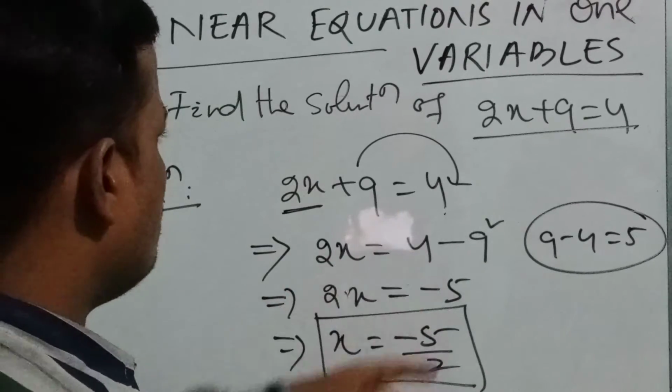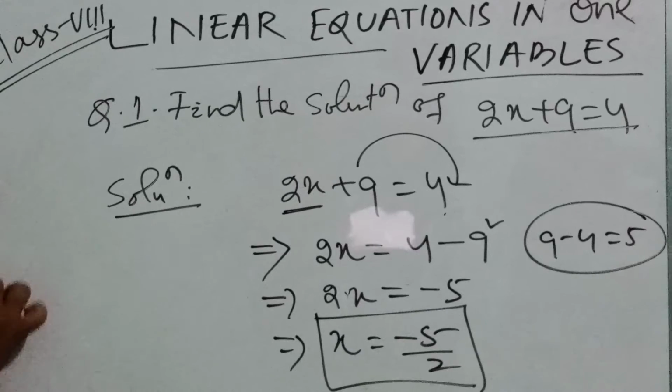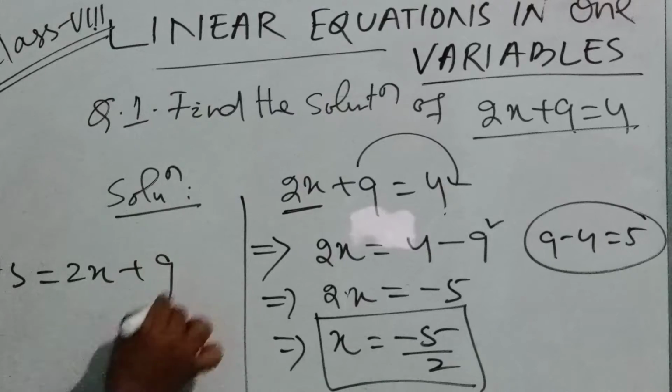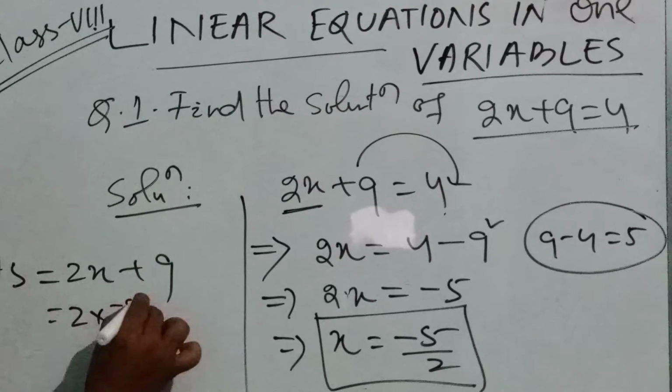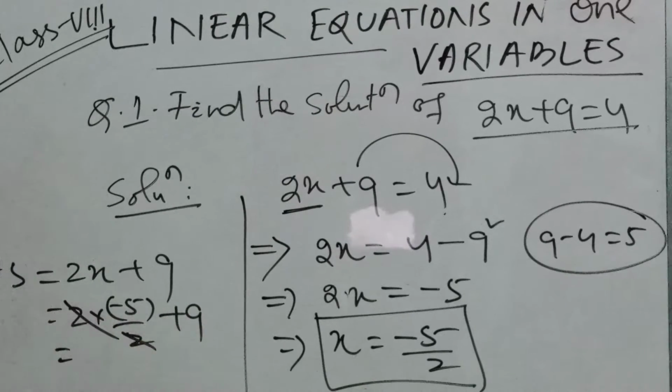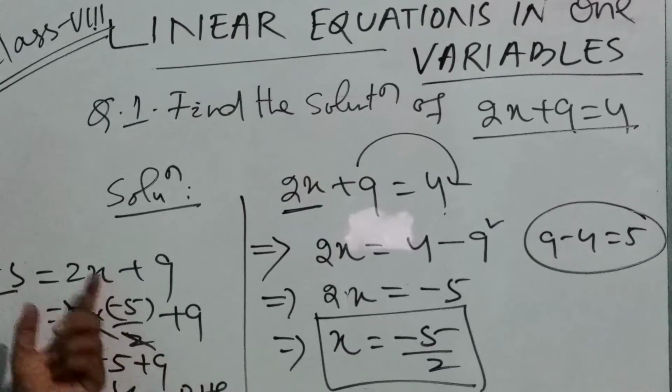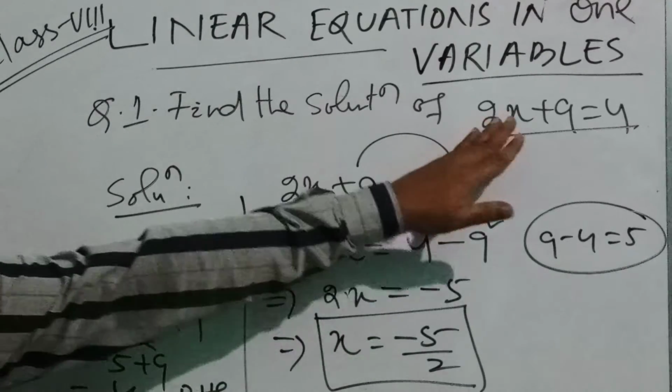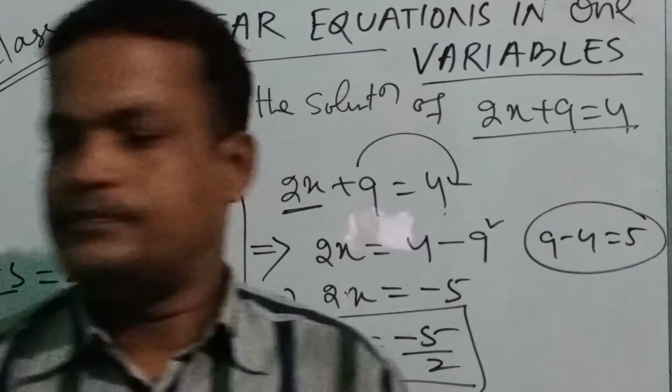If you want to check this value, suppose we want to check the LHS, let us write 2x plus 9. So 2 into minus 5 by 2 plus 9 equal to 2. So you get minus 5 plus 9 equal to 4. The bigger value's sign will be there, so plus 4, which is equal to the right side. So you can check here also. Okay friends, this is the solution of this equation 2x plus 9 equal to 4.